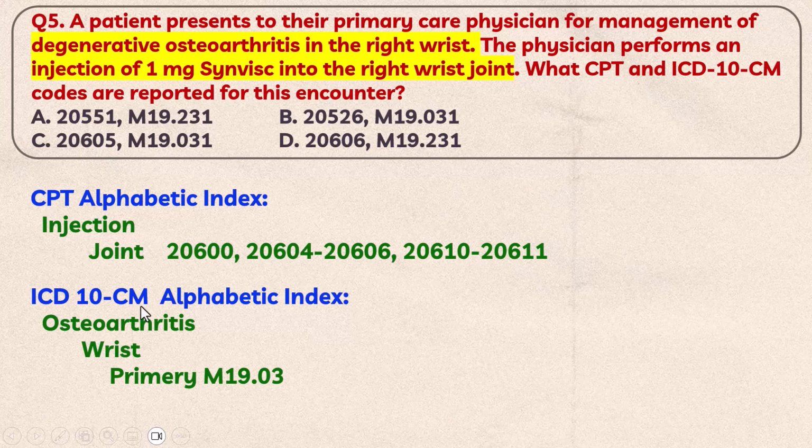In the ICD-10-CM alphabetic index, first you search for the main term osteoarthritis, then go to the subterm wrist, then the subterm primary. It will lead you to the code M19.03. Again, come back to the tabular list and confirm. Once you confirm, the correct code will be M19.031. So the correct answer will be answer C.